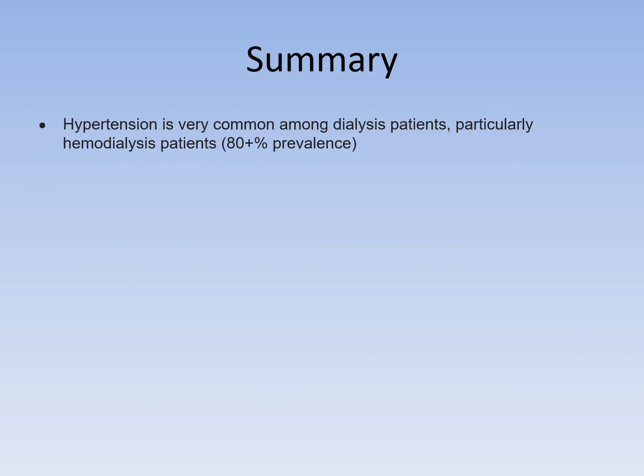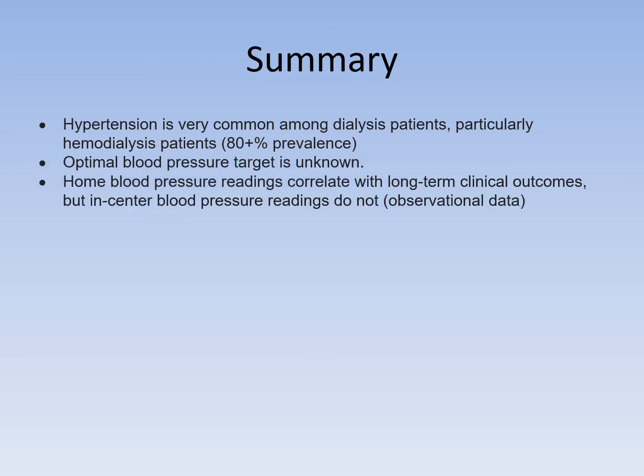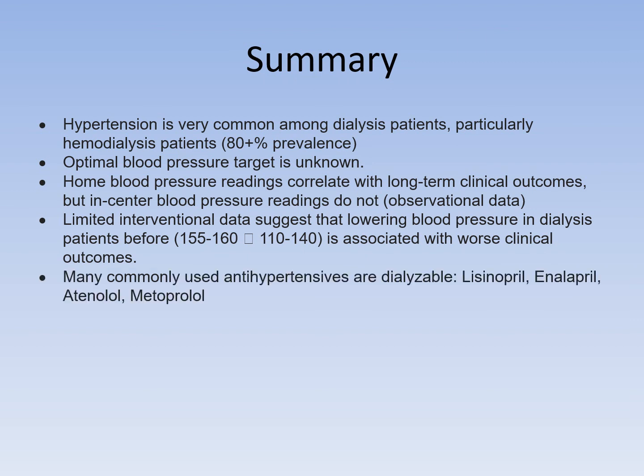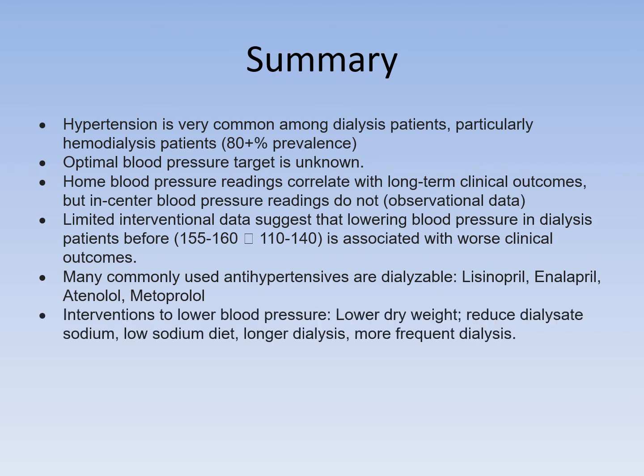In summary, hypertension is a very common problem among dialysis patients. In some studies, greater than 80% prevalence. The optimal blood pressure target is unknown. Home blood pressure readings correlate well with long-term clinical outcomes, whereas in-center blood pressure readings do not. There's limited interventional data to suggest that lowering blood pressure in dialysis patients can be associated with worsening clinical outcomes, increased hospitalization, increased mortality, increase of access thrombosis. Many commonly used antihypertensive medications are removed during the dialysis procedure, and these include lisinopril, enalapril, atenolol, and metoprolol.